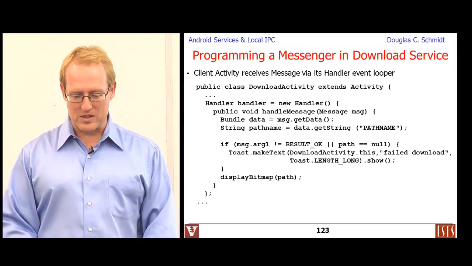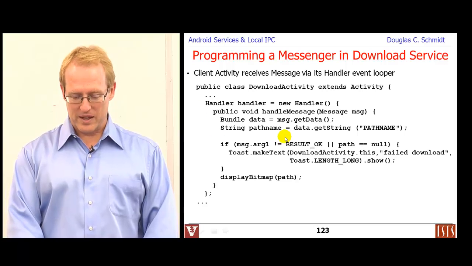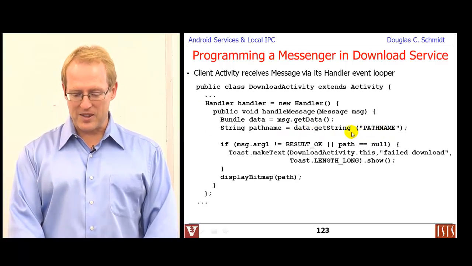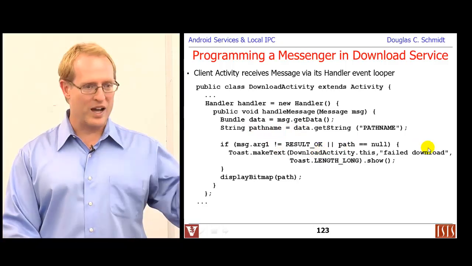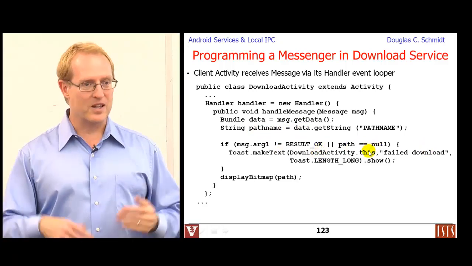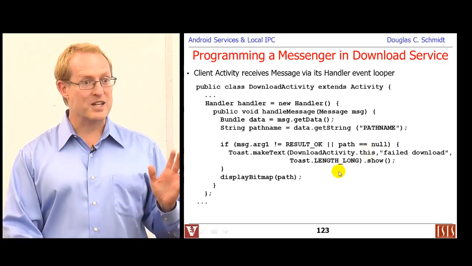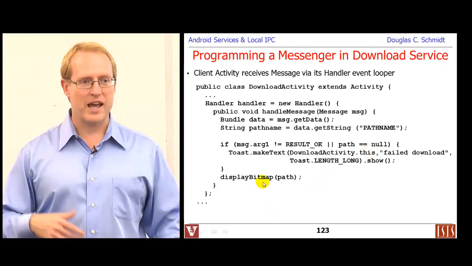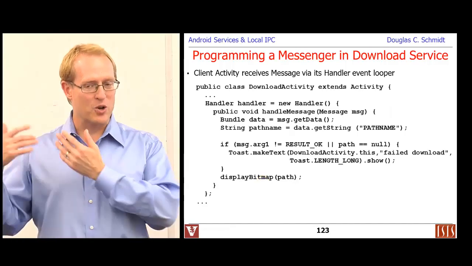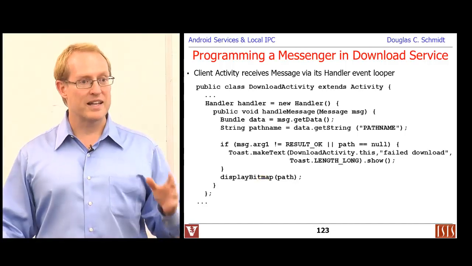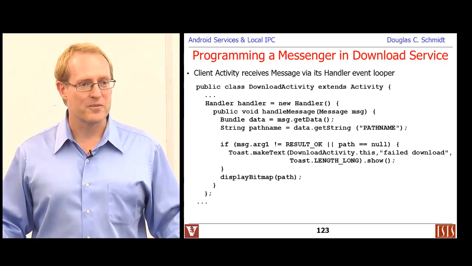And as you can see here, what it does is it gets the data as a bundle, and then it uses the data to get the path name back, and then it checks to see if things worked okay and you actually got a path name and so on. If it doesn't, it throws up a toast. If it gets everything back it expects, it goes ahead and calls display bitmap. And display bitmap is given a path name, and that'll go open the file and blast it out. And that'll take place, of course, in the UI thread.